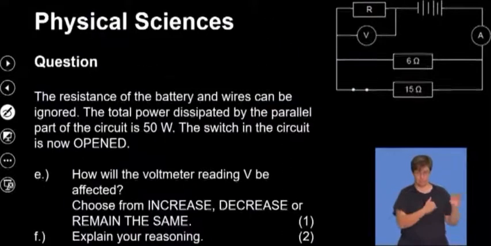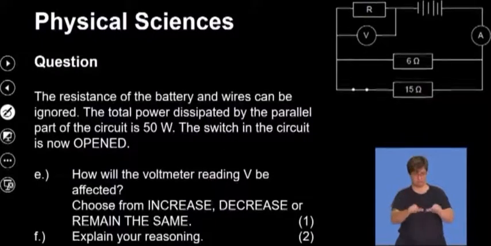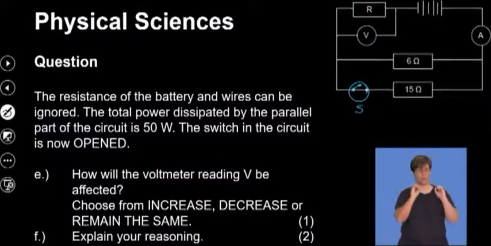Moving along. Now, the same circuit, we're still looking at the same setup. It says here again that the total power is still 50 watts. Now, the switch in the circuit is open. This is the switch. What does that imply? Let's call it switch S for now. If switch S is open, what's going to happen? It will mean that there will be no current flowing through the 15 ohm resistor. So the only resistance that we have left now is the 6 ohm and R, so we have two resistors that will be connected in series.